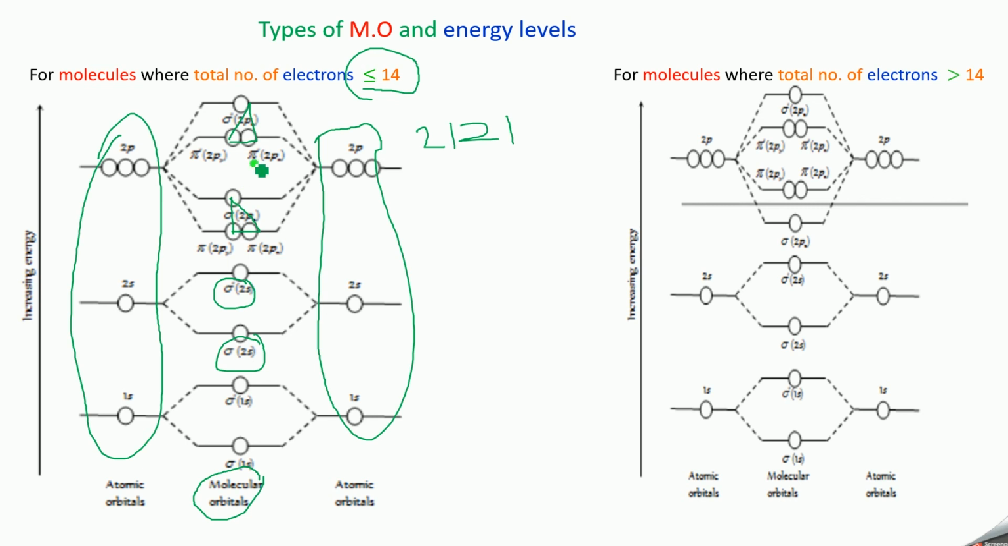So this is the main difference between this diagram and this diagram. The remaining two will be the same. So only in the p orbitals you will have a difference. For molecules whose total number of electrons is less than or equal to 14, the 2 pi orbitals will be in lower energy, then comes sigma. And then the 2 pi star orbitals will be in lower energy, then the last one is sigma star. So this is the arrangement of molecular orbitals for molecules whose total number of electrons is less than or equal to 14. So this keyword you remember. If you remember this keyword, you can easily write this diagram.